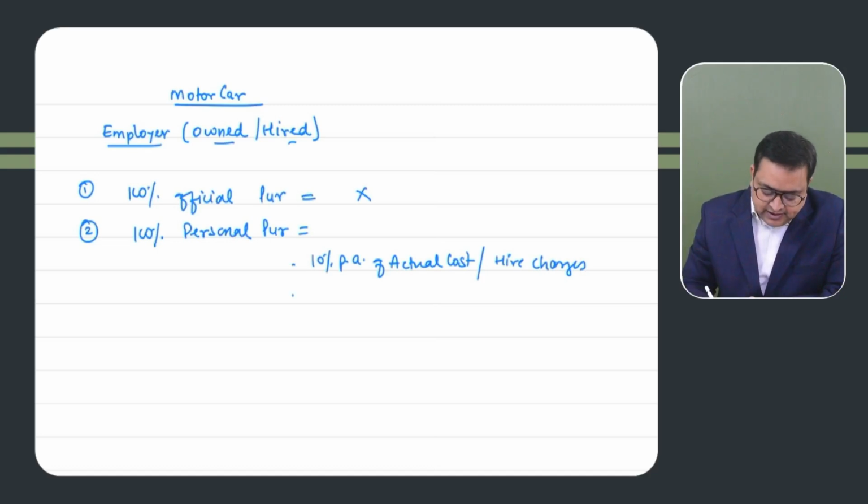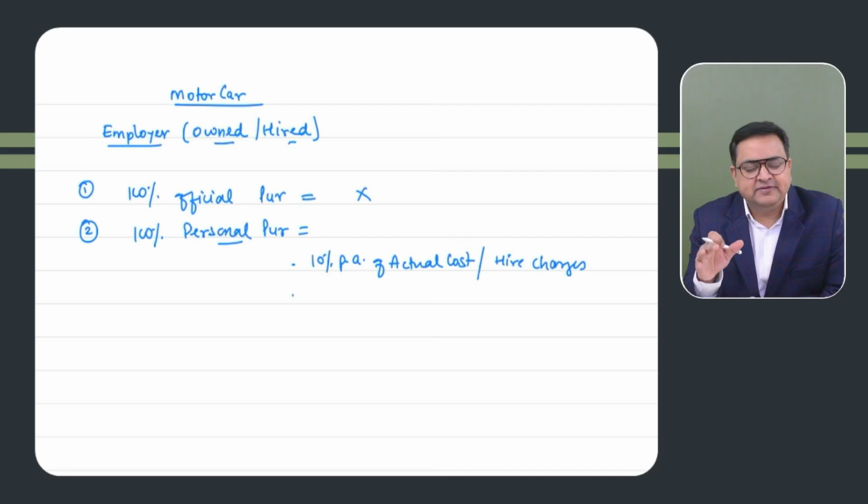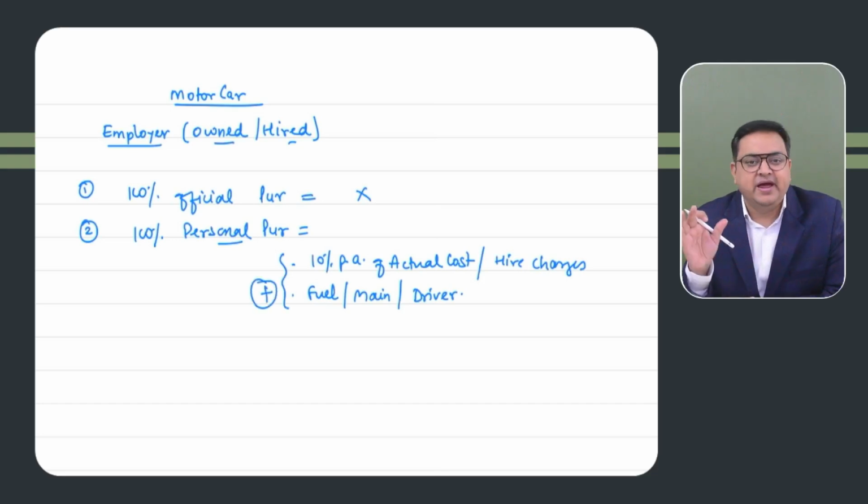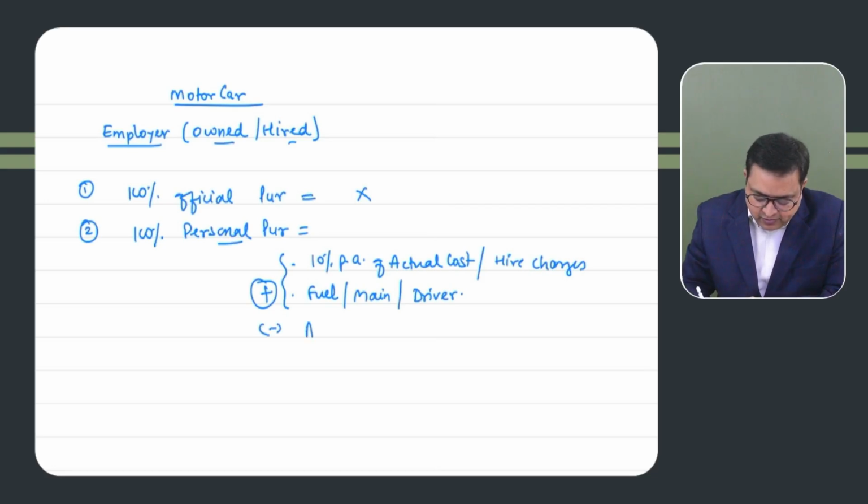If it is provided to you for 100% personal purpose, and the employer is also meeting any other expense for it, let's say fuel expenses, running and maintenance expenses, or driver's salary, whatever the employer is meeting, everything will become your perquisite. Everything should be added. And if any amount is recovered from you, it will be deducted. Any amount which is recovered from the employee, it would be deducted. Got it? So this is also important.